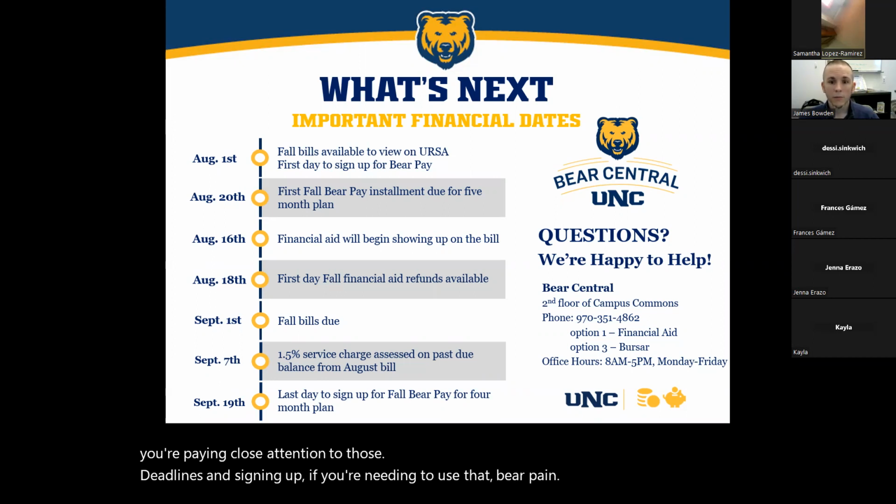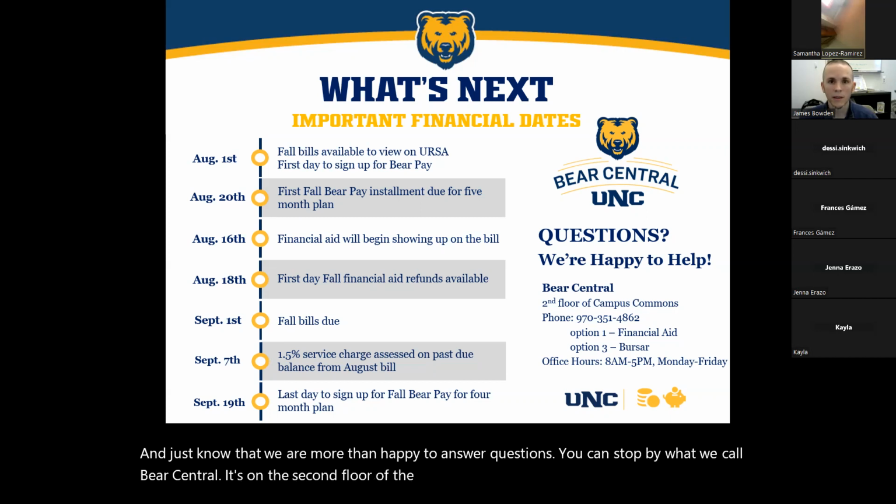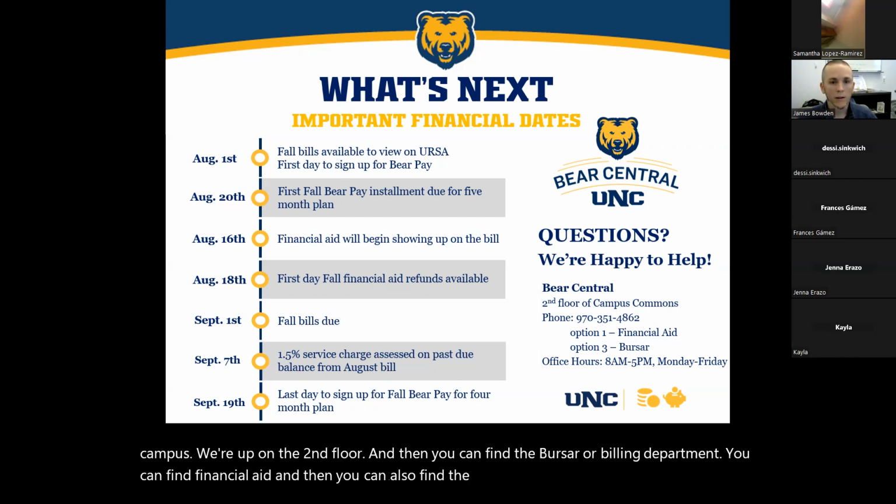And just know that we are more than happy to answer questions. You can stop by what we call Bear Central. It's on the 2nd floor of the Campus Commons building here at the Greeley campus. We're up on the second floor, and you can find the bursar or billing department. You can find financial aid, and then you can also find the registrar department all in one convenient location.